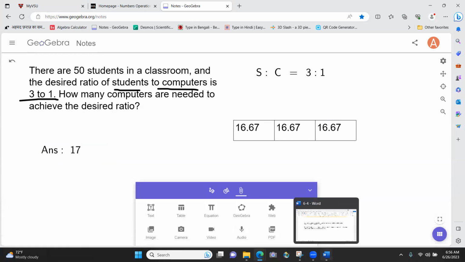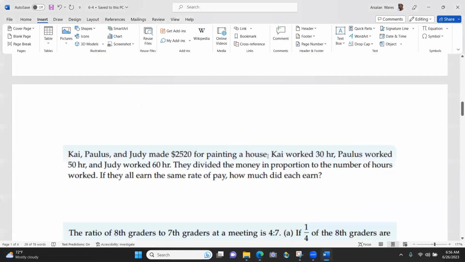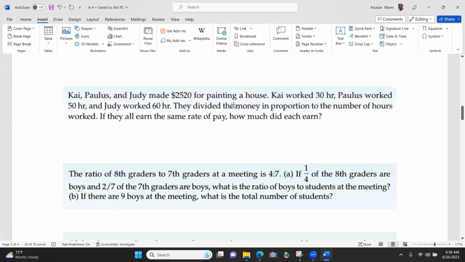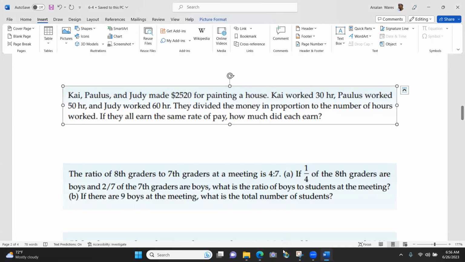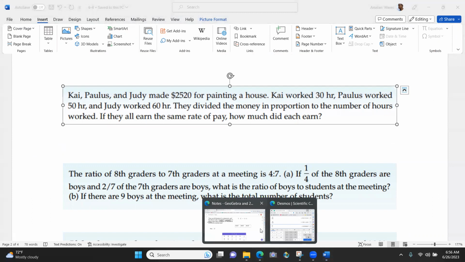I hope that helps. Let's see what else we have. All right, so we have a nice problem here. This is an example from your book, from your text.